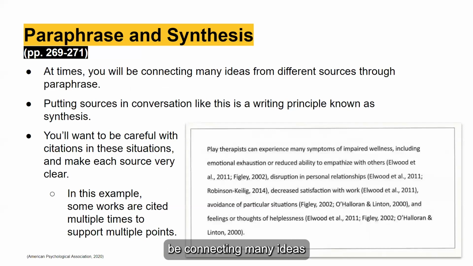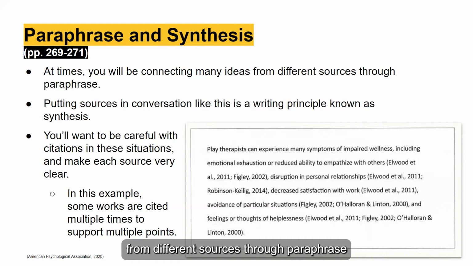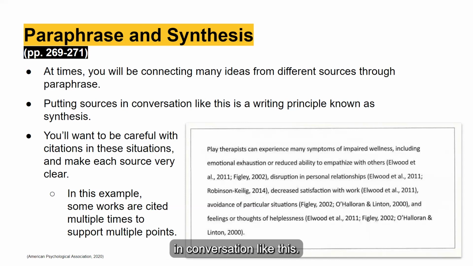At times, you will be connecting many ideas from different sources through paraphrase. When you're putting sources in conversation like this, it is a writing principle known as synthesis. This is when you'll want to be careful with citations and make each source very clear. In this example, some works are cited multiple times to support multiple points. We can see authors reappearing in this citation, like Elwood et al., Figley, O'Halloran and Linton, etc. These sources reappear for clarity. The author is changing topic, discussing different aspects of their research. Therefore, they want to be clear which authors contributed to which kinds of research.